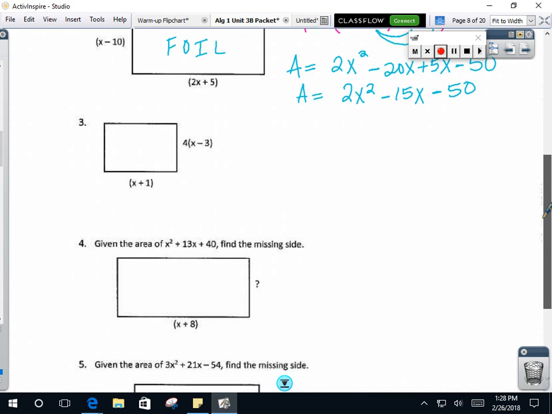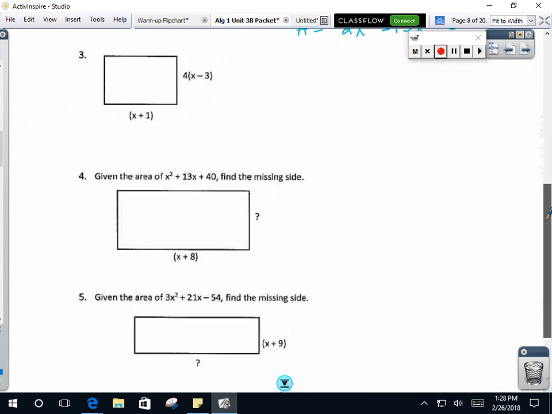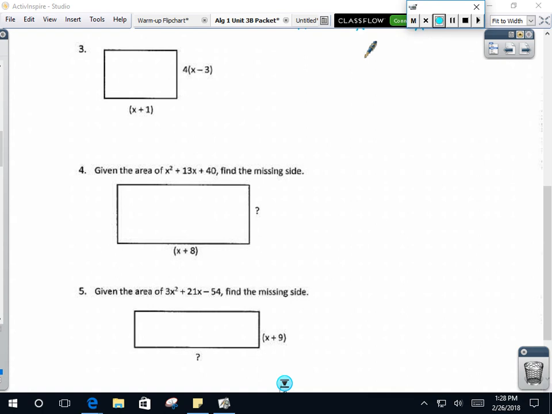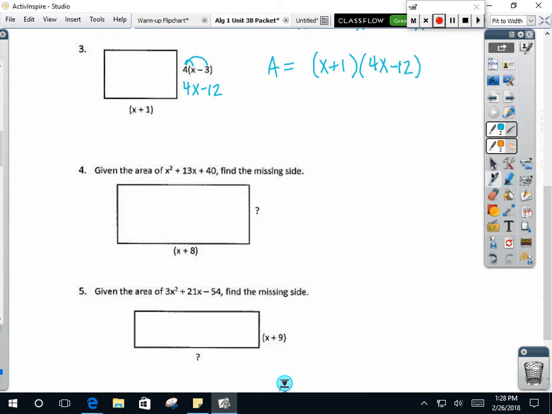Number 3. Before I try to calculate the area of this one, what should I do first? Well, I need to simplify the width. I need to go ahead and distribute out that 4 and simplify this to what? 12. Now I do the area, which is the length of x plus 1 times the width of 4x minus 12. And then I just either FOIL, if you want to call it that, or double distribute, if you want to call it that. X times 4x is 4x squared.